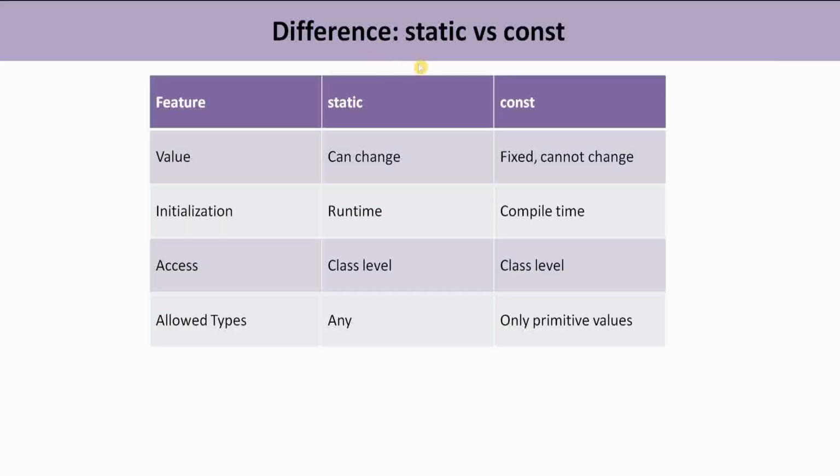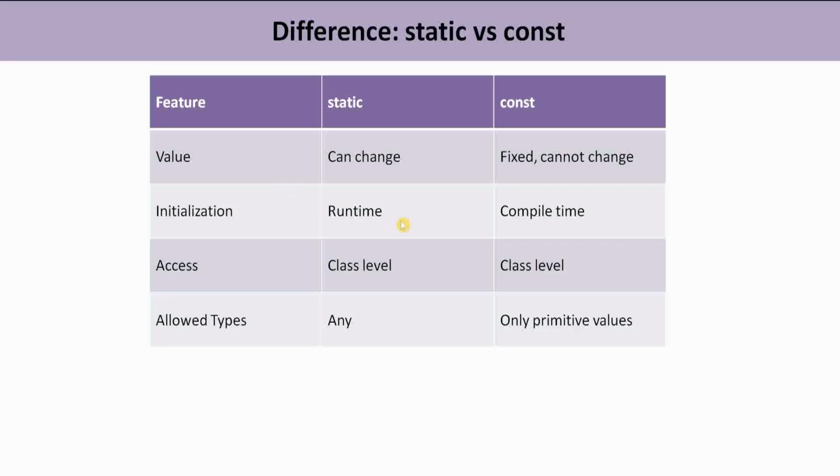Next we have the difference between static versus constant keyword. First column is features, then static, and then constant. First we have value, can change. As we already saw, we can change the value of a static member, but we cannot change the value of a const because it is fixed. If we initialize a particular value to that constant variable, we cannot change it.